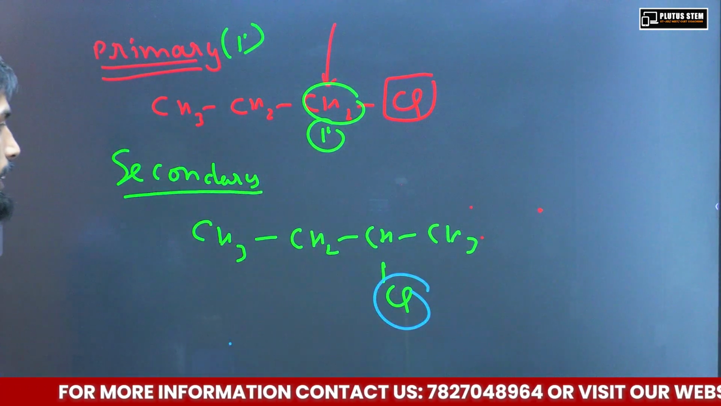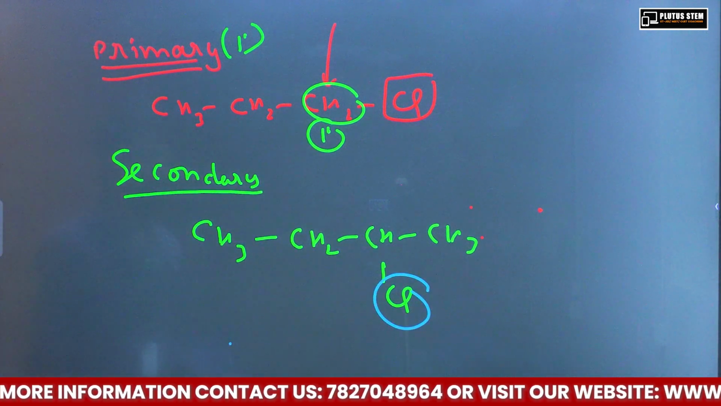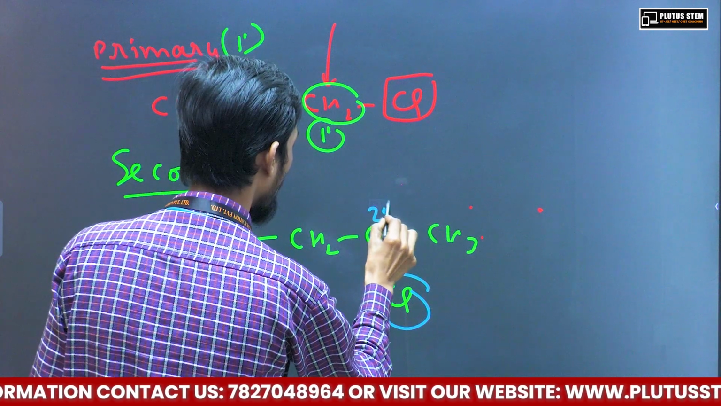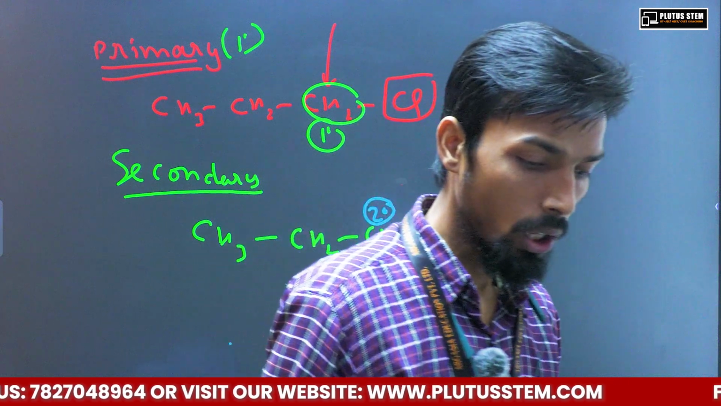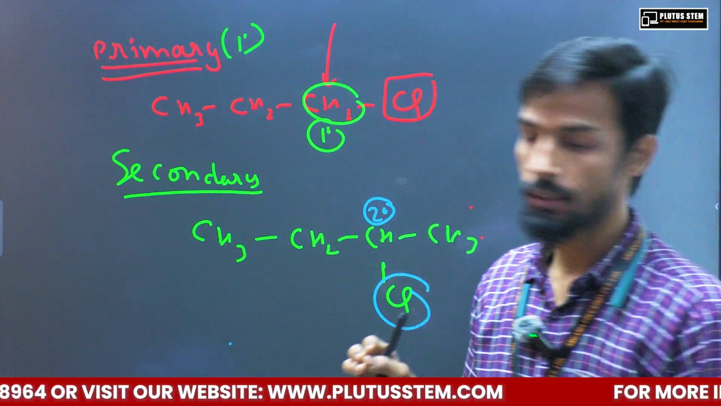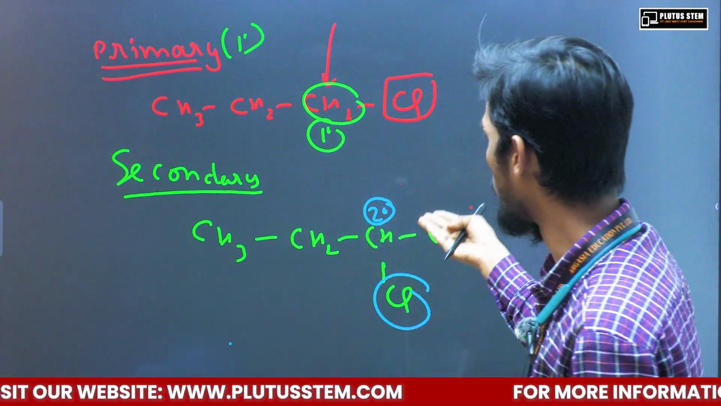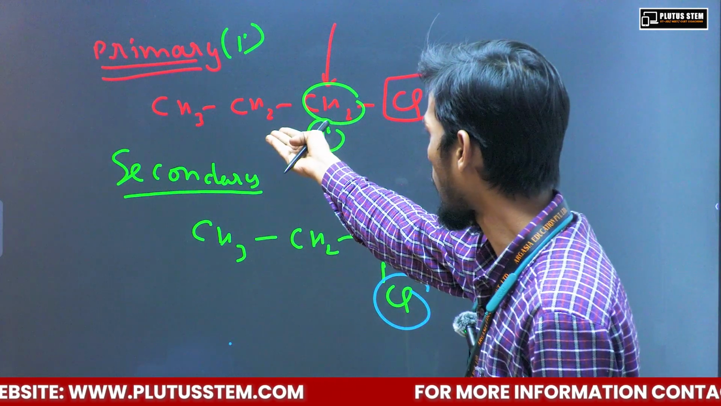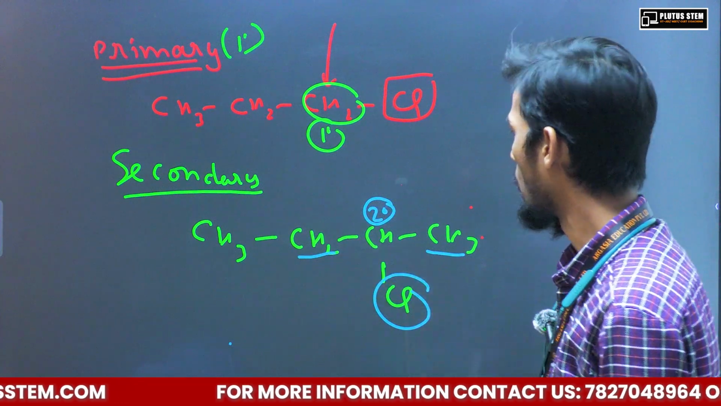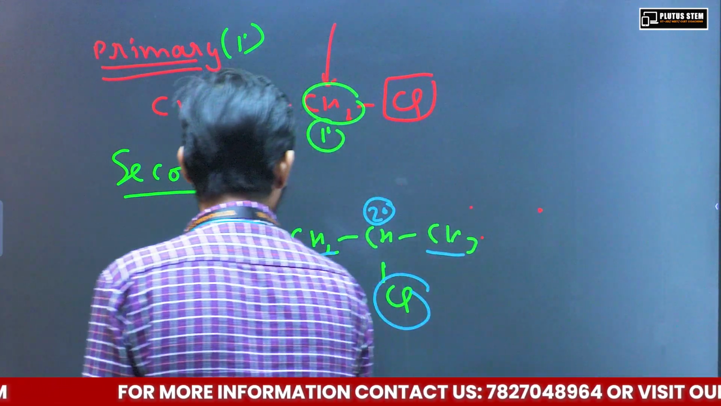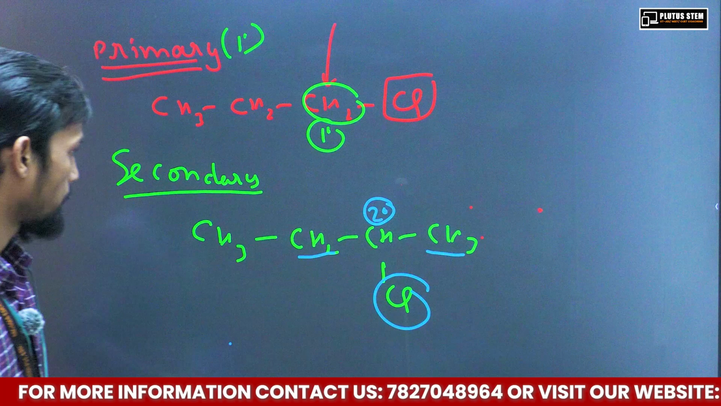So if you see over here, this chlorine is attached to a 2 degree carbon. 2 degree carbon means secondary carbon. So it depends on the number of carbons connected to the carbon to which the halogen is attached. In this one, only one carbon is attached. In this, how many carbons are attached? 1 plus 1, 2 carbons are attached. That's why it is a 2 degree.